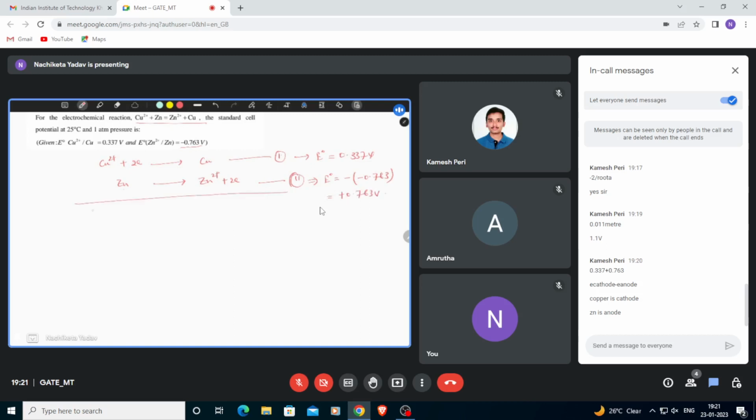So if we add, we will get this reaction: copper plus zinc 2 plus. So if we add this one, we will get the whole reaction. So 0.337 plus 0.763, which will be 1.1. Okay. Yes. Is it okay?